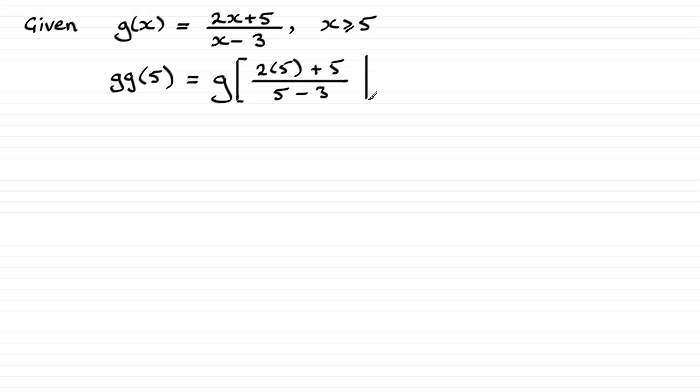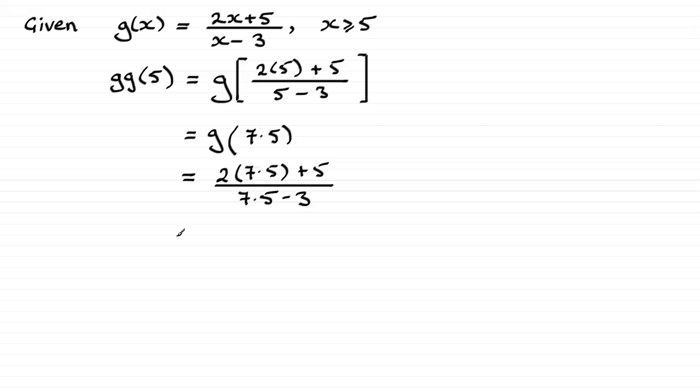Okay, so just close that off there. And if we work this out, we've got g then of 10 plus 5, that's 15, divided by 2, which is going to be 7.5. And if I now substitute 7.5 in for x, we're going to have 2 lots of 7.5, plus the 5, and that's all over 7.5 minus 3.